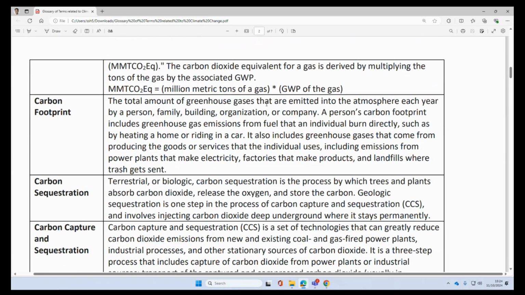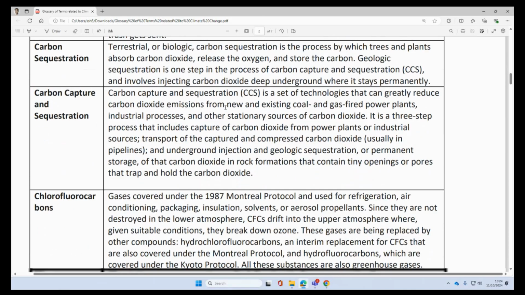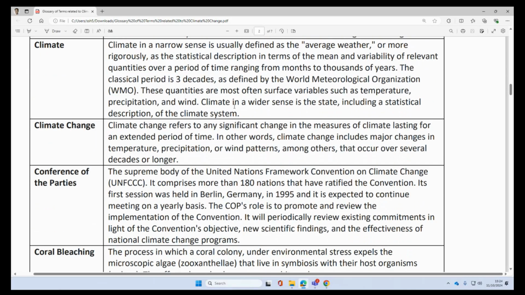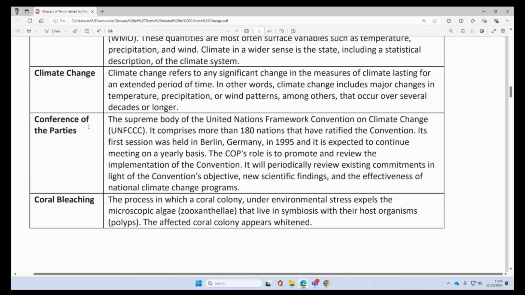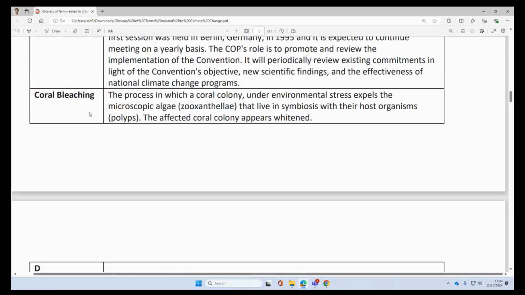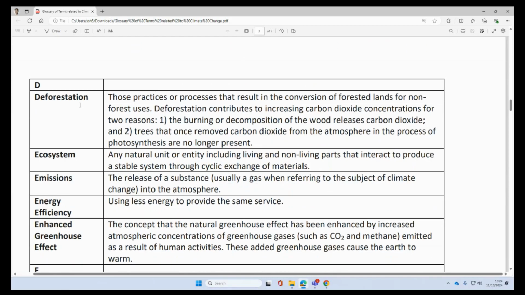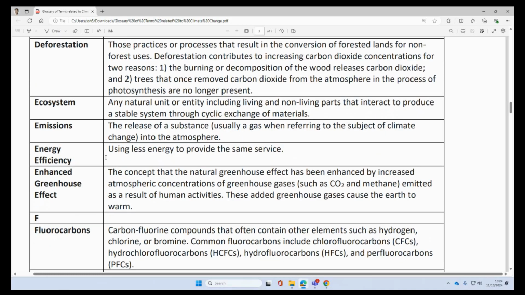Okay, what's carbon footprint? We're going to talk about that today in the class. What is carbon capture? What is climate? What's climate change? What's COP? COP happened in Glasgow in 2021. What does that mean? What's coral bleaching? What's deforestation? What does it mean by ecosystem? I'm sure lots of these words are very common in your vocabulary already. There might be others that you might have heard for the first time, and that is absolutely okay.